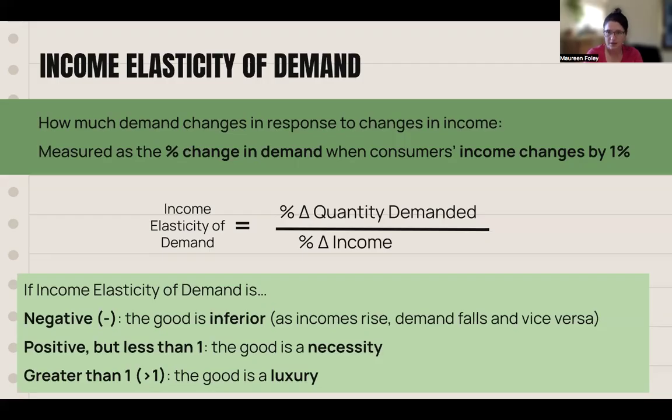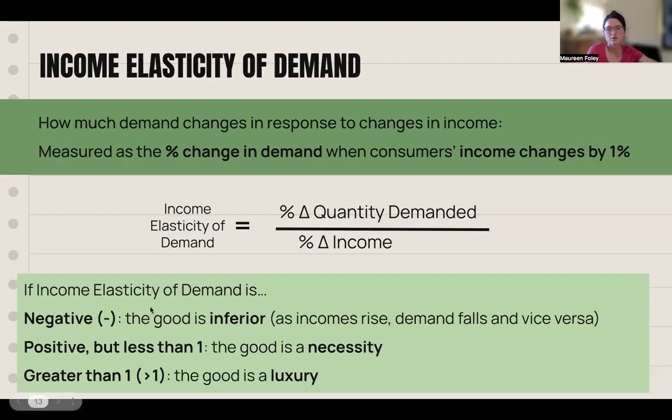Next is the income elasticity of demand. So this is a different type of elasticity of demand that we might calculate and use. And this refers to how much demand changes for a good in response to consumers' change in income. So we've also kind of talked about this, right? As consumers make more money, we generally buy more stuff, and we might buy more of different stuff. So we measure this as the percent change in demand when consumers' income changes by 1%.